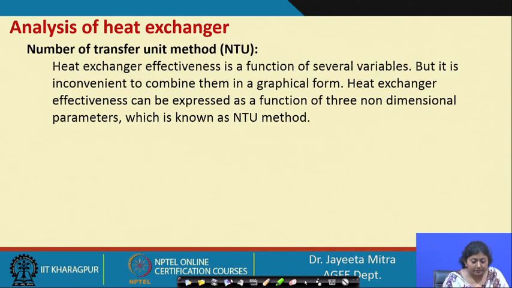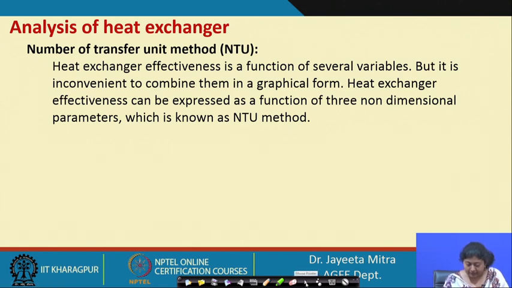Now, what is the number of transfer units method? The NTU method is very common in calculating heat exchanger effectiveness. In terms of NTU, we generally calculate, and it is given in the specification of the heat exchanger as well. So, heat exchanger effectiveness is a function of several variables, but it is inconvenient to combine them in a graphical form. Heat exchanger effectiveness can be expressed as a function of 3 non-dimensional parameters, which is known as the NTU method.